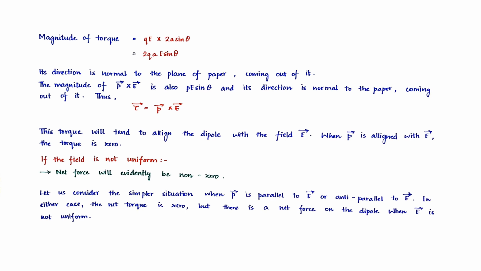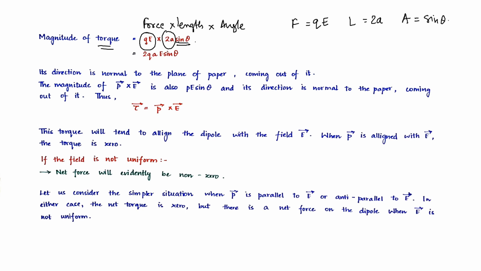Now the magnitude of torque is given by the force into the length of the dipole, and the angle it has subtended. So QE into 2A sin theta. Force equals QE, length equals 2A, and the angle gives sin theta. The magnitude of torque came as QE 2A sin theta.